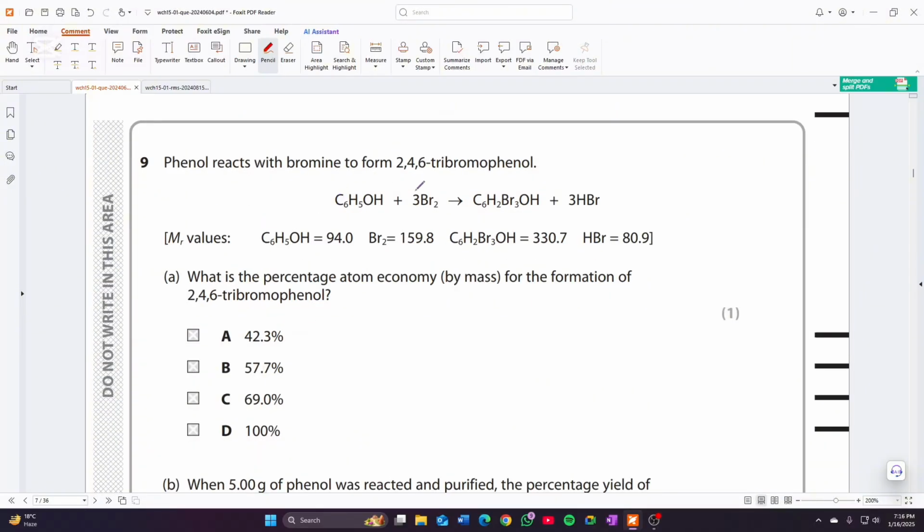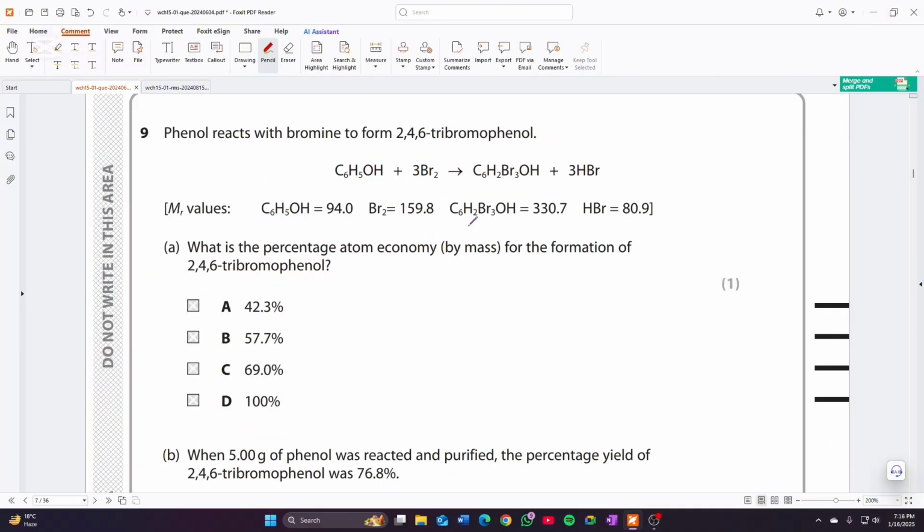Phenol reacts with bromine to form 2,4,6-tribromophenol. This is our reaction. What is the percentage atom economy? What is the formula for atom economy? Atom economy is the mass of desired product divided by the mass of total products.